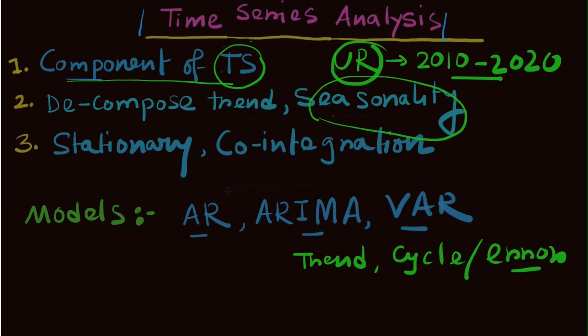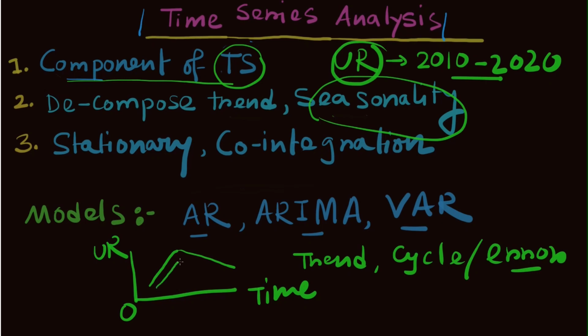Let's have an example. For example, we have an unemployment rate that has an upward trend and then falls down after some period of time. We have the unemployment rate and time in these dimensions, and we would like to see that over the time period it grows up and then goes down. So this upward sloping or downward sloping straight line is called the trend. In any time series analysis, understanding the trend is very important.